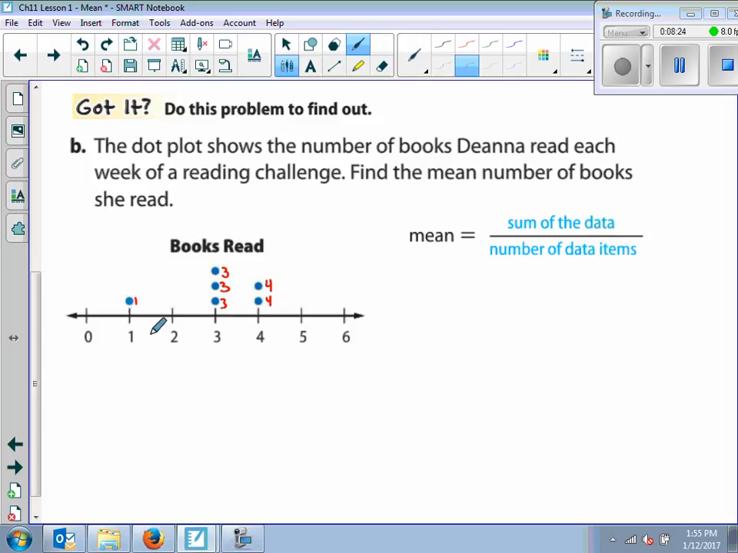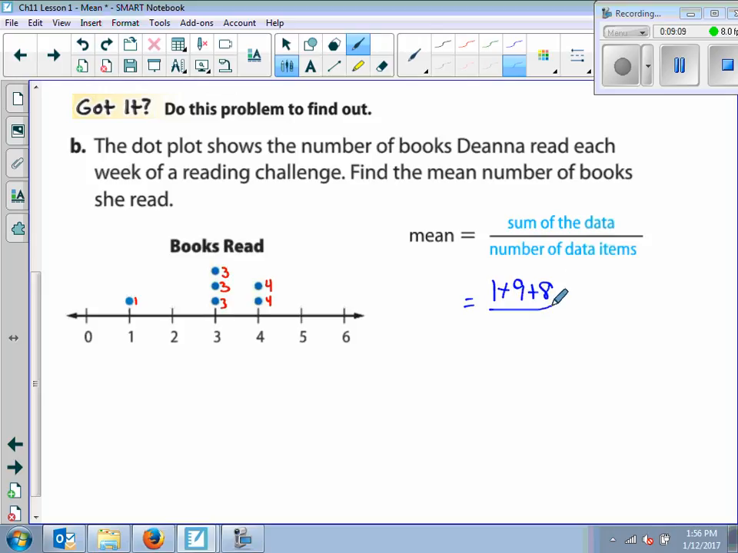Does everybody see what those numbers represent? So now this is how I want you to show your work. Okay, so you're going to write the mean, and then you're going to sum the data. Now for this, I would like for you to write a plus and a plus, okay? So for the first week, she read 1 book. For the next 3 weeks here, she read 3 books each week, right? So that's 3 times 3, which is 9. So we're going to add 9. Plus, here in the last 2 weeks, she read 4 books, each of those. So that's 4 times 2, which is 8.